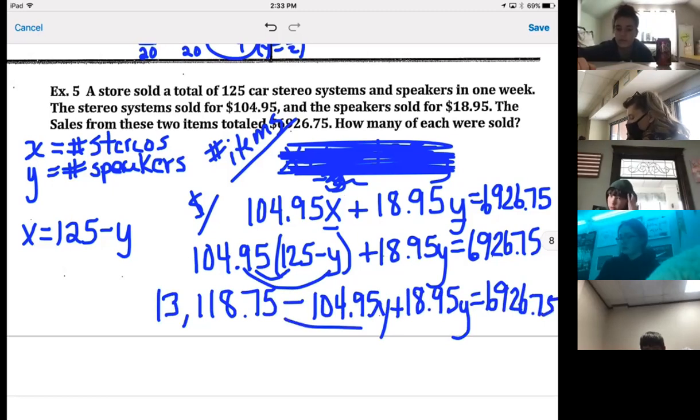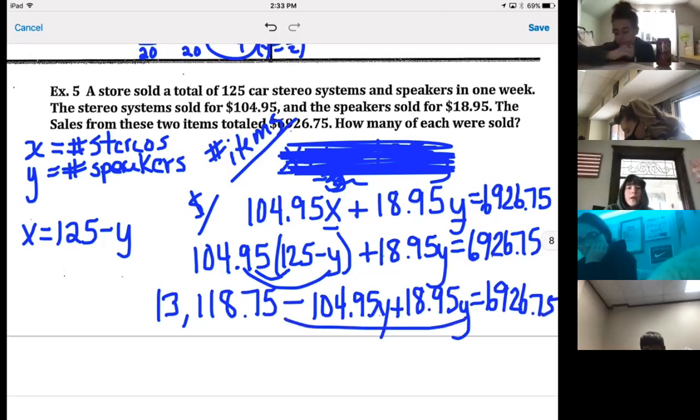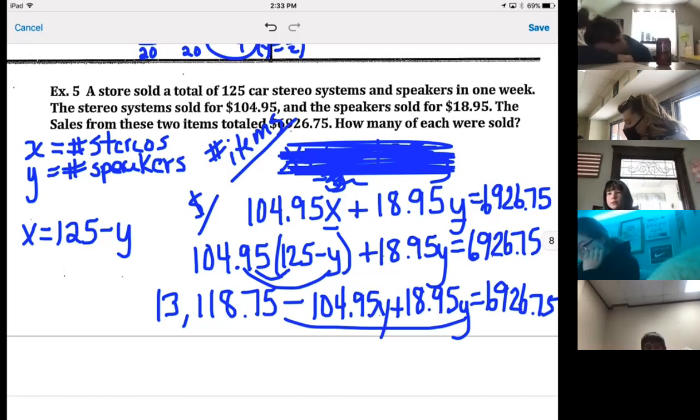These two are like terms, so let's put those together. So I've got negative 104.95 plus 18.95, and that gives me negative 86Y.